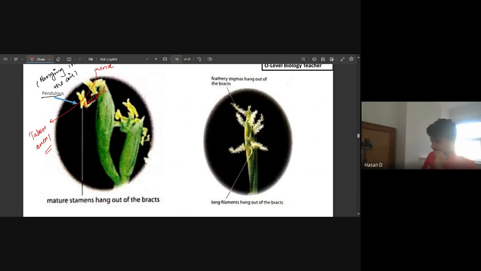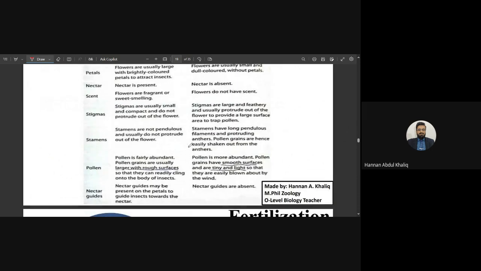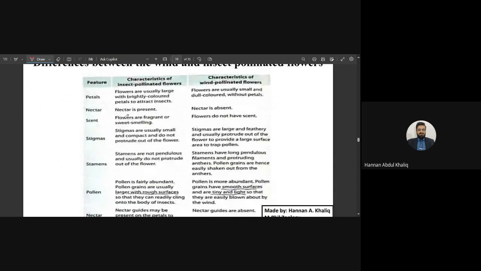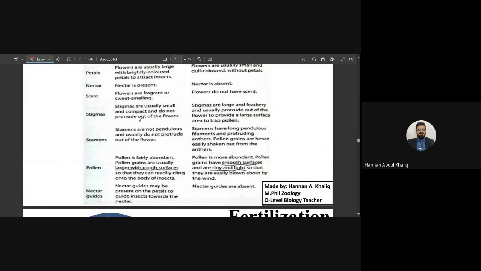No. Okay. Now this is a table you would be given in this particular slide. Also, you may find it in your book. You would find the different characteristics and differences in the insect and wind pollinated flower.